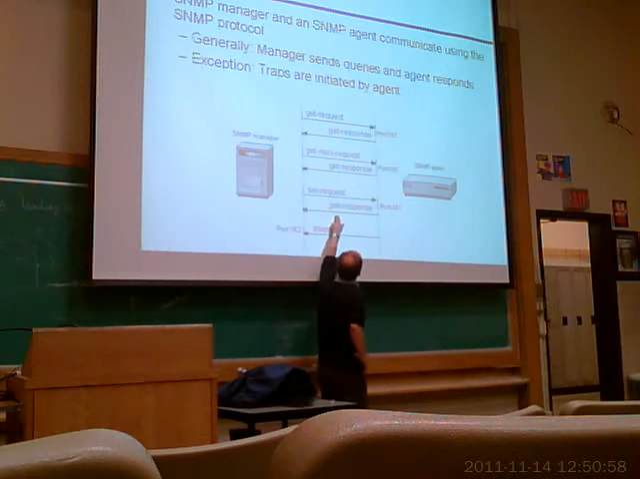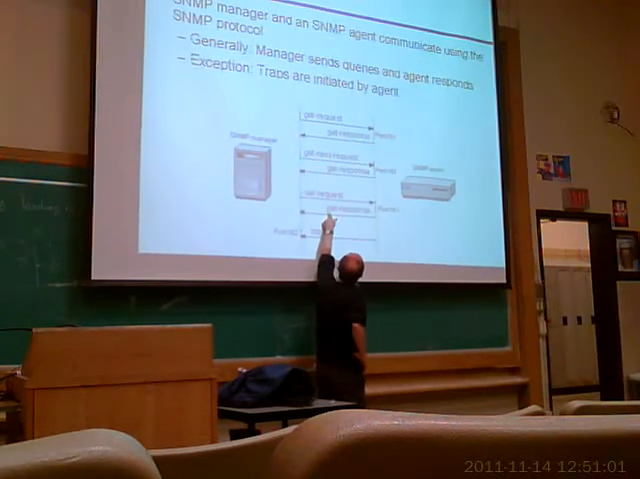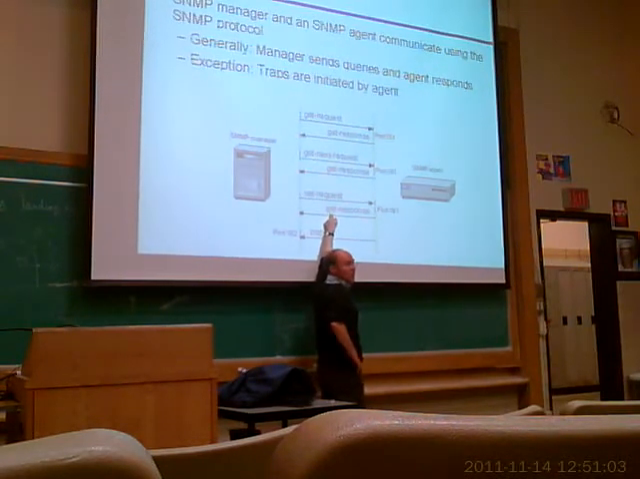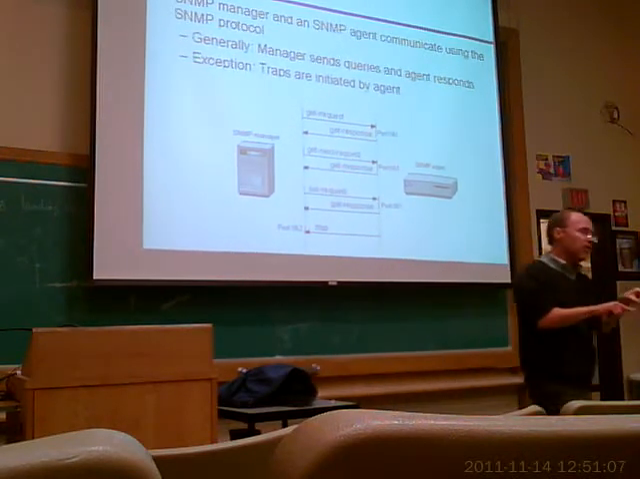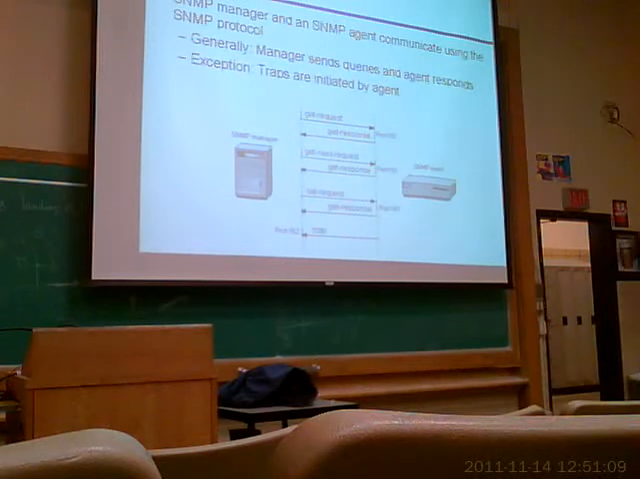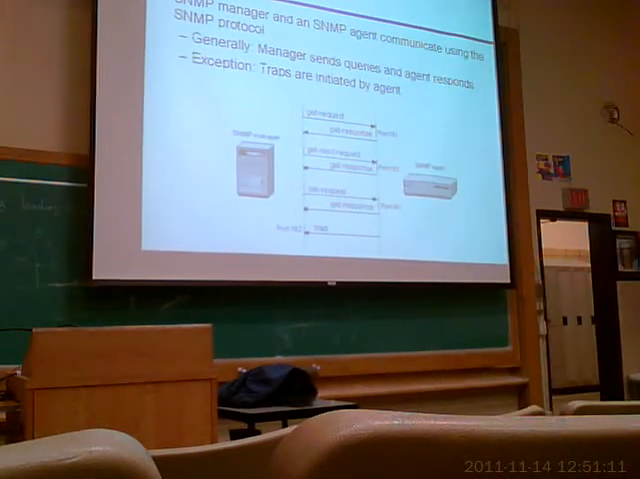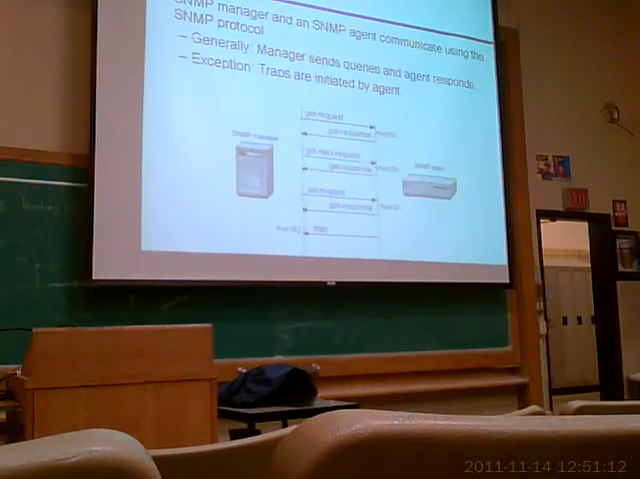Set request and set response. Sorry, set request and set response. This is used when one changes the configuration of the agent, and one can actually change the IP address. It is possible to change the IP address of a router using SNMP, and the IP address is a writable object identifier.